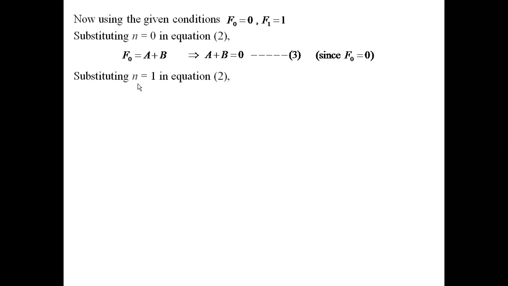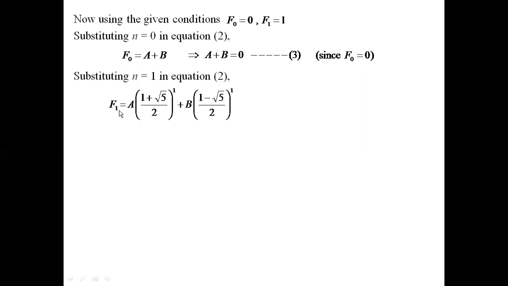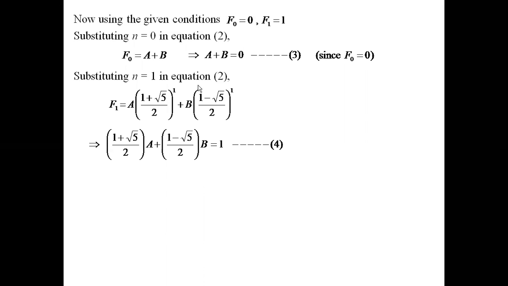Now, substituting n equal to 1 in equation 2, we can obtain f1 expression. So n equal to 1, so f1 equal to A into 1 plus root 5 divided by 2 power 1 plus B into 1 minus root 5 divided by 2 power 1. So I have retained the expression as it is, substituting f1 value as 1 from the data, which is equation 4 for us. Now once again, we need to solve for capital A and B from equations 3 and 4.